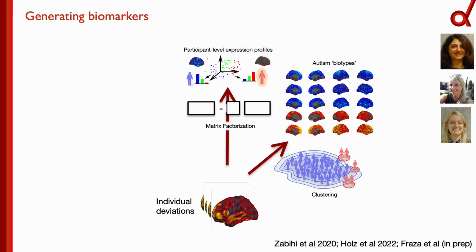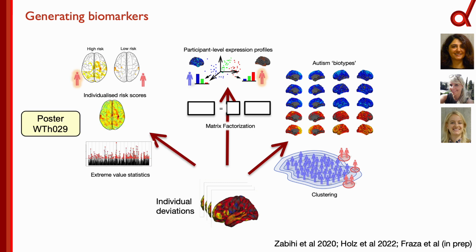We could think about, for example, doing some kind of matrix factorization to try to find latent dimensions in the data, so that would be overlapping profiles. And we could also use something like extreme value statistics to get some kind of risk score from a set of normative models. And you can take a look at this poster for more details about that if you're interested.